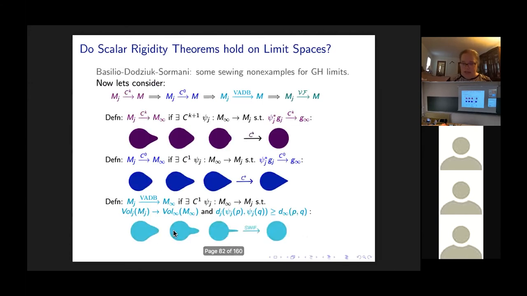Now notice, with VADB convergence, all those bad examples I had with the tunnels, with the sewing, with the tunnels that are long and thin, all those different tunnel examples do not converge in the VADB sense, because volume above, distance below convergence has a C1 diffeomorphism between the two. So it doesn't allow increasing topology in the sequence. So it can be hoped that everything that's been proven for C0 convergence, which many results have been proven, could be proven in this case too. There are no counterexamples yet.